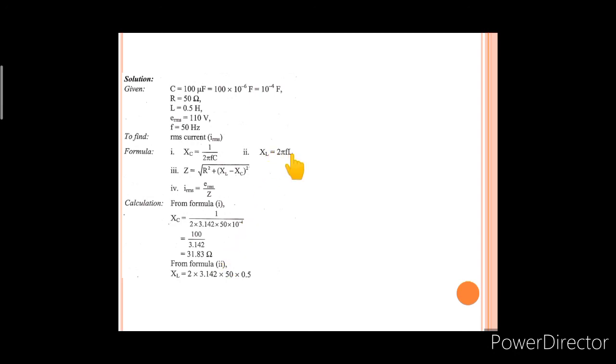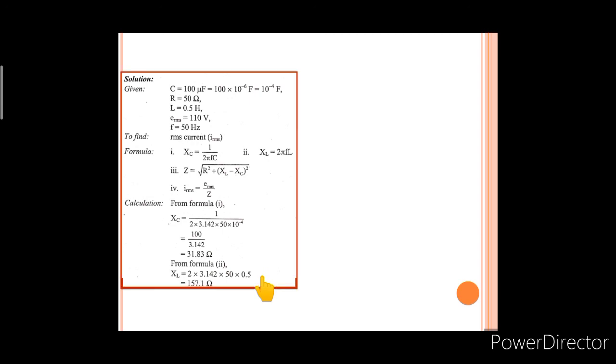Next, by using the second formula, XL is equal to 2 pi FL. Here we substitute the values: 2 into pi, which is 3.142, into F, which is 50, into L, which is 0.5. The multiplication gives the result 157.1. So XL we are getting as 157.1 ohm.